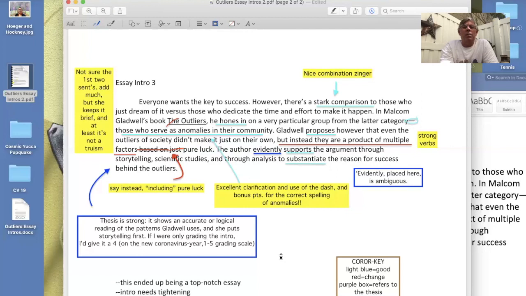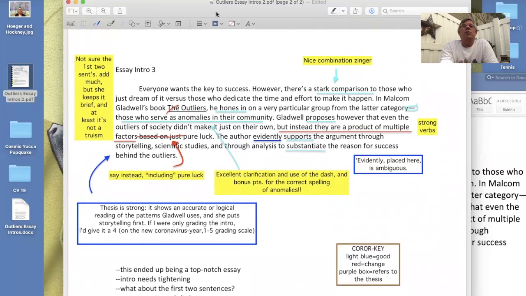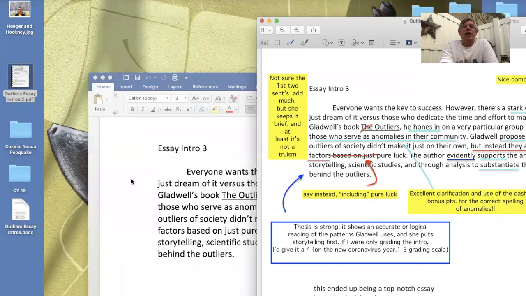However, here's what, so originally I said this ended up being one of the top-notch essays because the evidence was really strong. It needs a little bit of tightening. And what about the first 2 sentences? Smart word choice, good clarity. So I ended up saying the thesis is strong. It shows an accurate or logical reading of the patterns Gladwell uses, and she puts storytelling first. If I were only grading the intro, I'd give it a 4 on a 1 to 5 scale. So that is really nice. Let's go to the second essay.